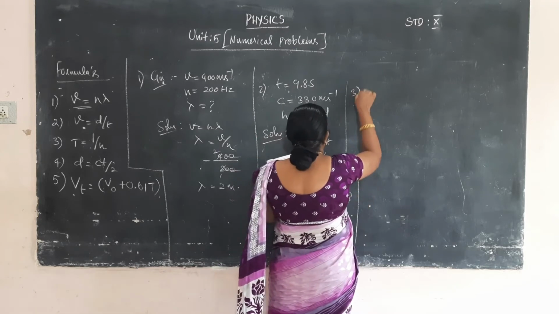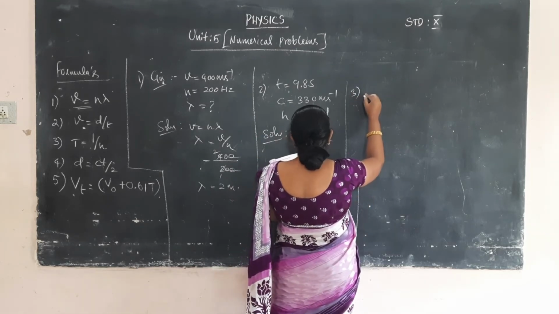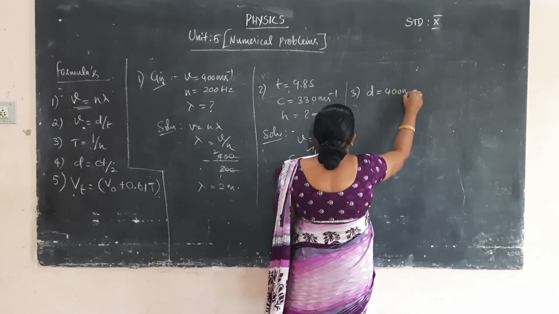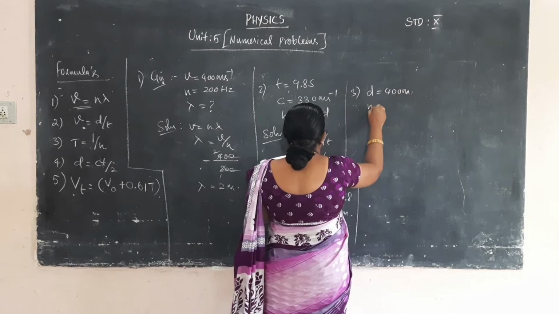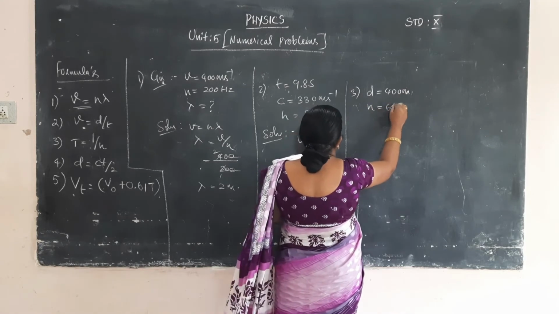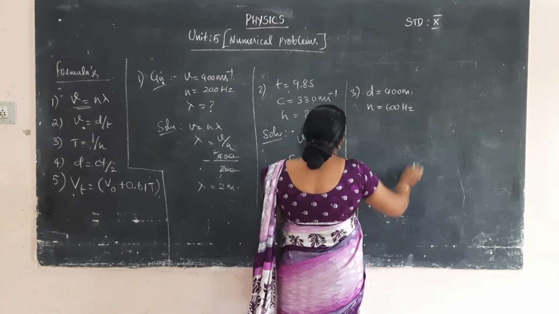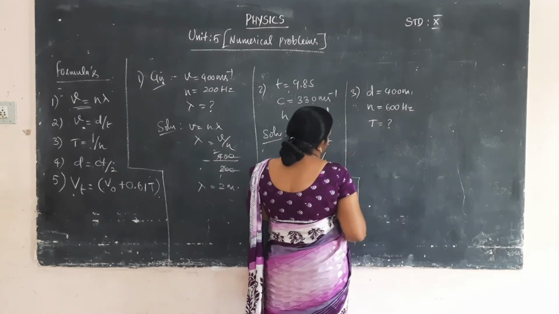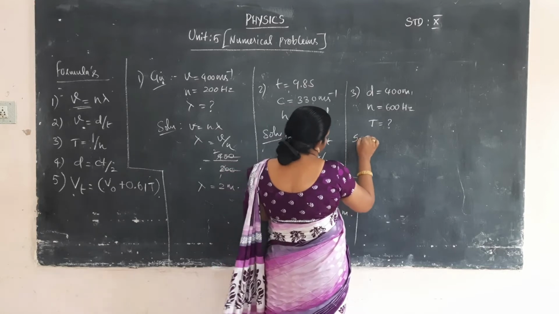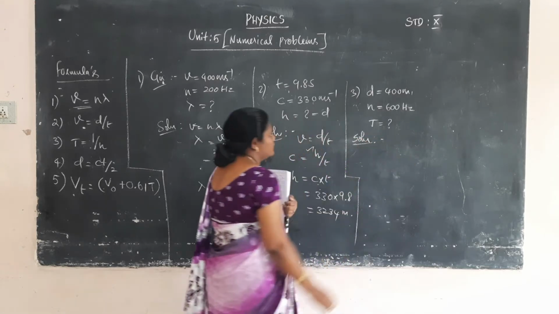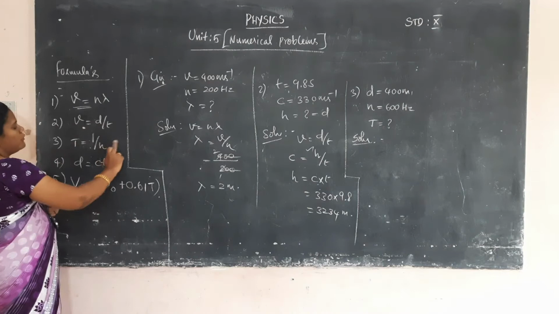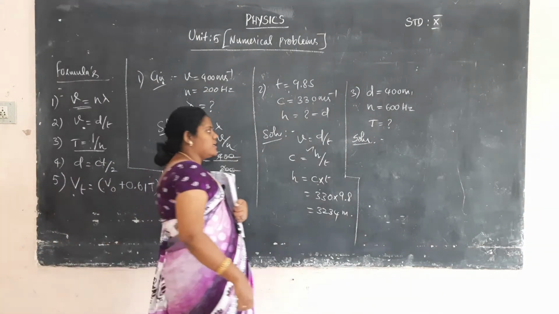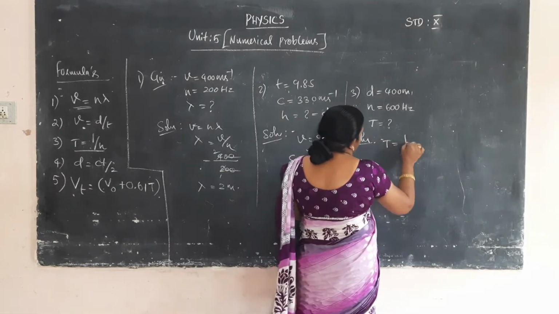So, third problem: the distance value is given. Distance d is equal to 400 meter, and the frequency value is given. Frequency is equal to 600 Hz. And what will we find out? The time period, we want to find out. Time period is equal to question mark. Solution: what formula will be used to solve this problem? This is the formula. Time period is equal to the reciprocal of frequency.